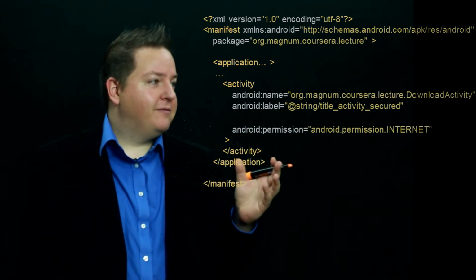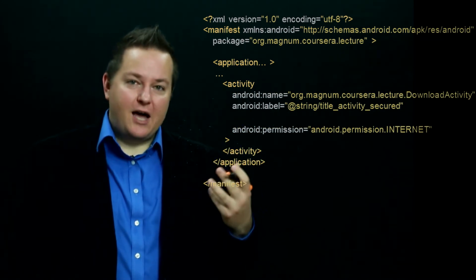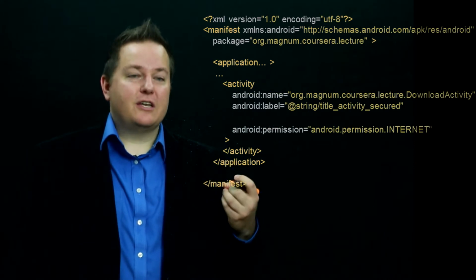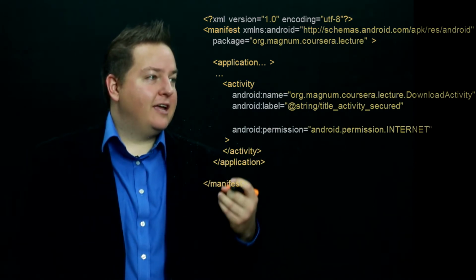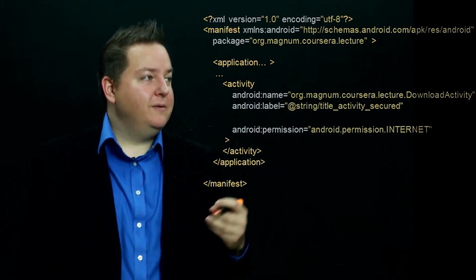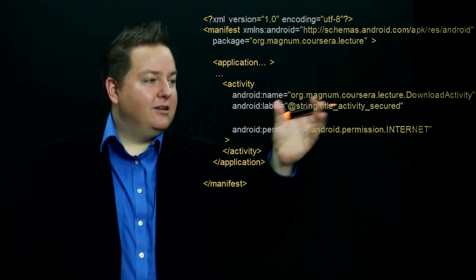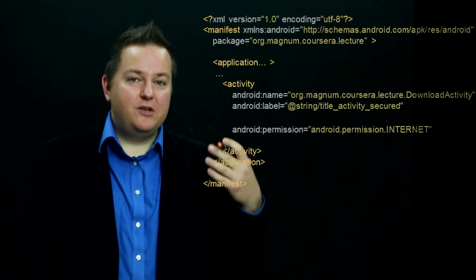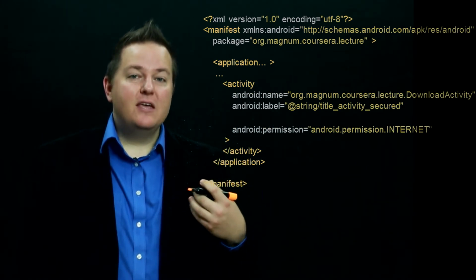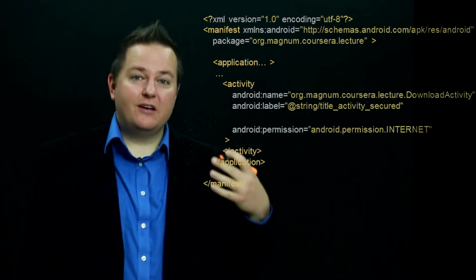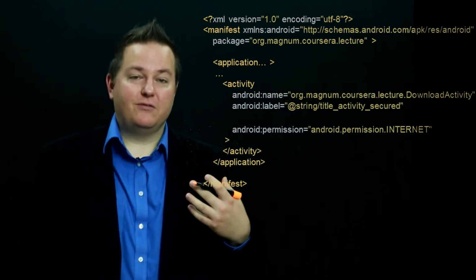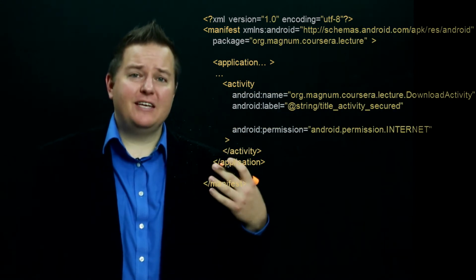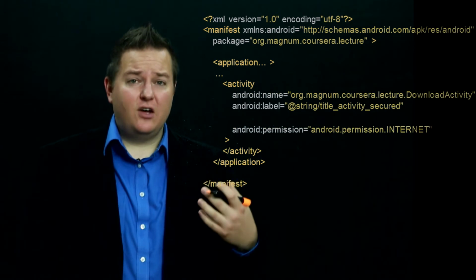So here's the manifest file for the download activity that we just looked at. And it's a standard Android manifest. We've got an application, and then we've got our download activity here. Now, ordinarily, if you just add an activity, and that activity is exported and visible to other activities on the device, then anybody can send it an intent and launch it.